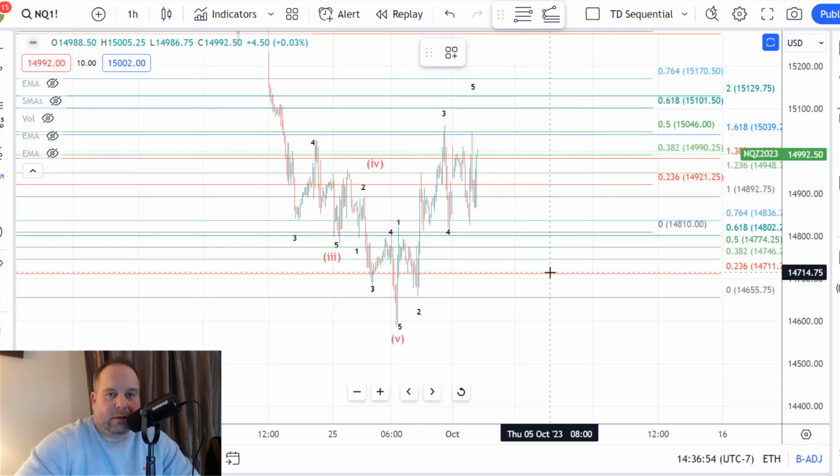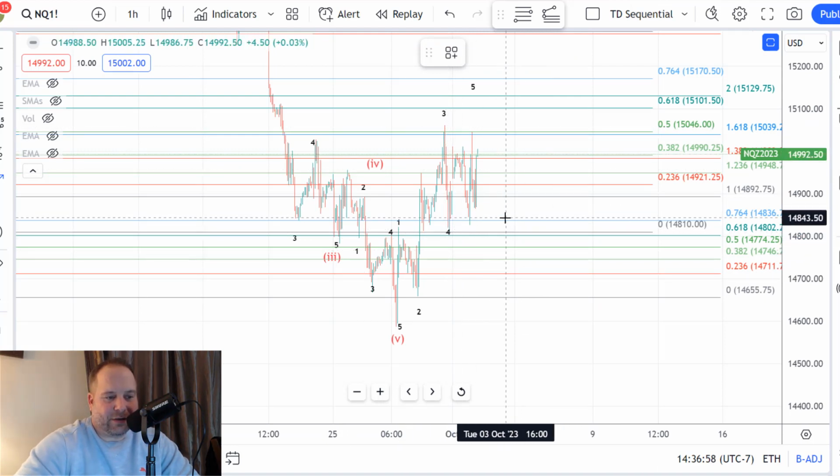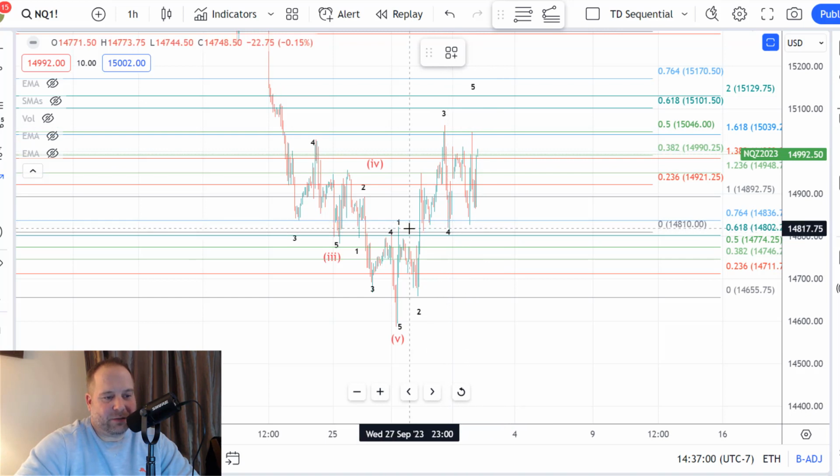Over on the NASDAQ, now the NASDAQ is a little bit more complicated. One thing I did not notice yesterday, which I normally look at, I can't believe I missed it, is that this wave 4 did come down and just touch into this wave 1 territory, which would make that an invalid 5-wave structure. So that was an issue. Sometimes those things happen.